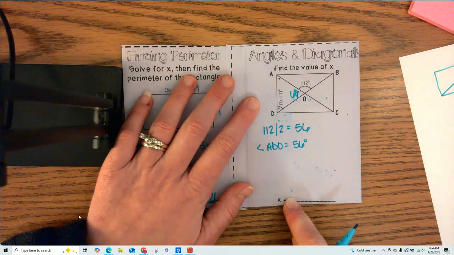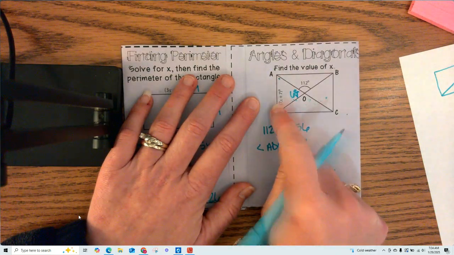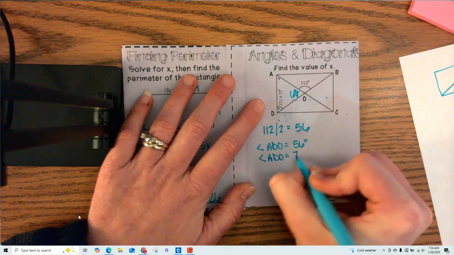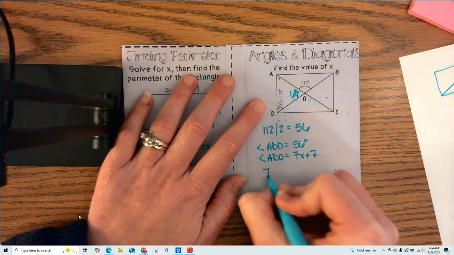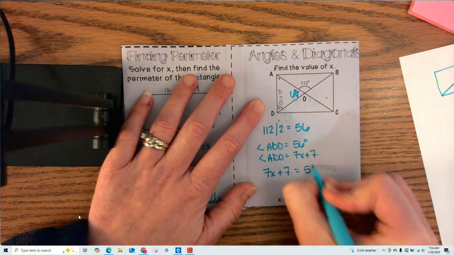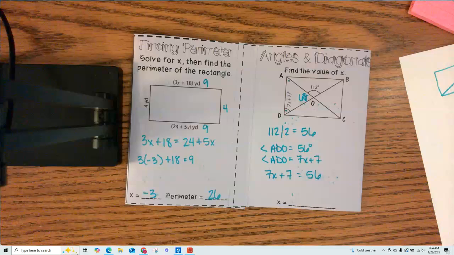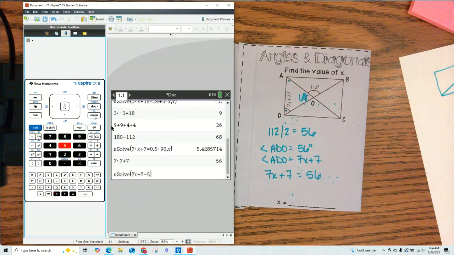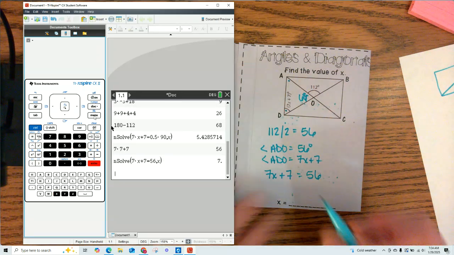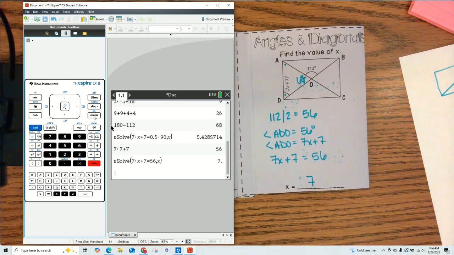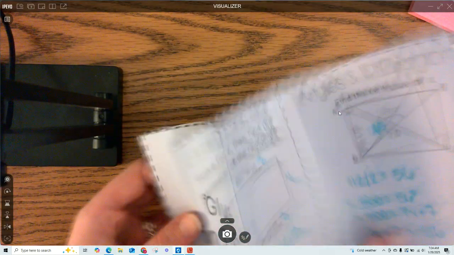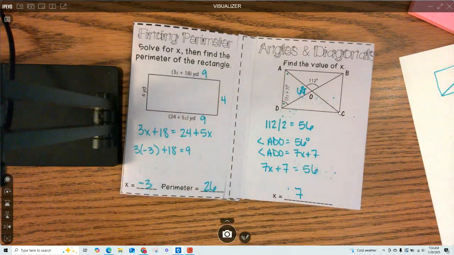Now we need to find what x is. We know that ADO is also equal to 7x plus 7, so we can set those two things equal to each other. So menu 3, 1: 7x plus 7 equals 56, and x is going to equal 7. There's a lot of relationships there, and we will look at a lot of examples of those. And that's the last bit, so that's it for this set of notes.